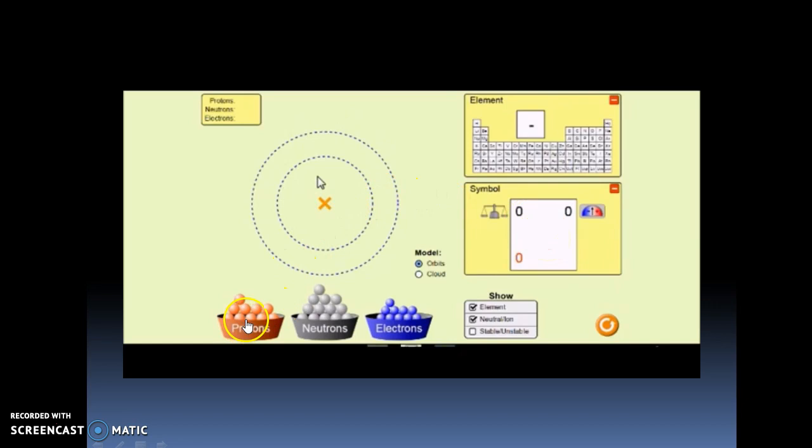If we take one proton from here, okay, one proton, so the atomic number will be 1. The symbol is H, hydrogen. The atomic weight is 2, so neutrons are 1. If I configure the electrons outside the atom in the energy levels, we can distribute them outside as you see.